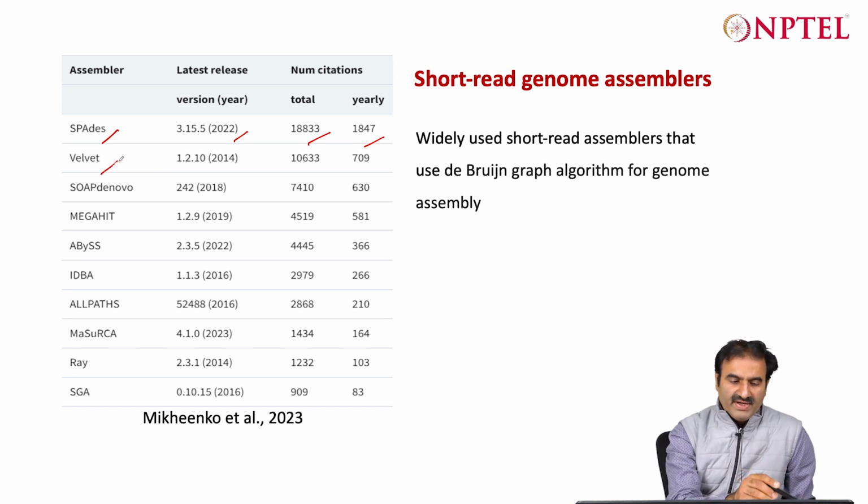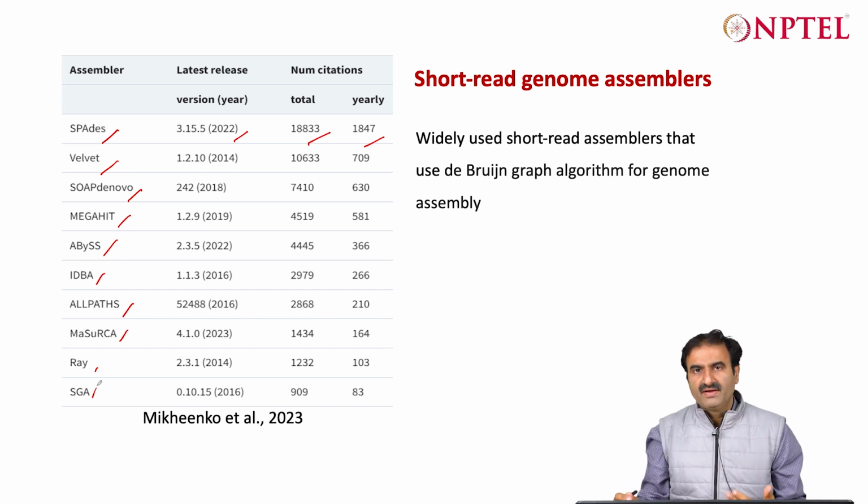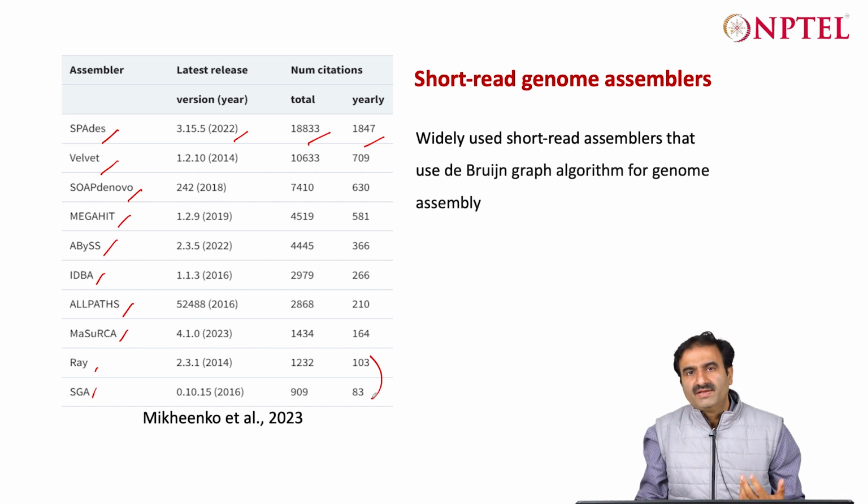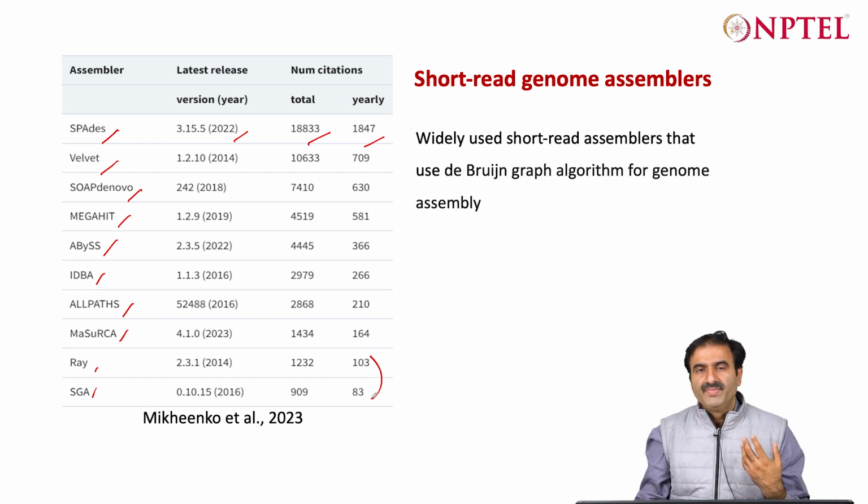Then Velvet is there, SOAPdenovo, MetaHIT, ABySS, IDBA, ALLPATHS, MaSuRCA, Ray, SGA, so many are there, and many are coming. Some are old but not much used, because the algorithms that are better performing and robust, not very RAM and memory intensive, and easy to use and install are more popular. That is why SPAdes, Velvet, SOAPdenovo are some of the popular ones.